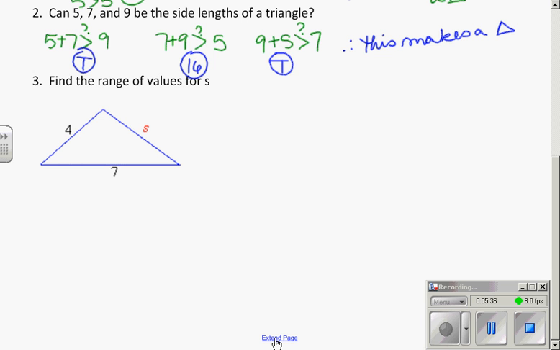Now, just to make the problems a little more interesting, what could possibly be the ranges from the smallest to the largest triangle you could make? So for example, if you wanted to make a triangular vegetable garden, and you know one side has to be 4 feet and one side has to be 7 feet, how big or small could you make that third side? So we're going to go ahead and set up our 3 inequalities and see what happens. So 4 plus s has to be greater than 7. s plus 7 has to be greater than 4. And 4 plus 7 has to be greater than s. And we're going to solve each of these.